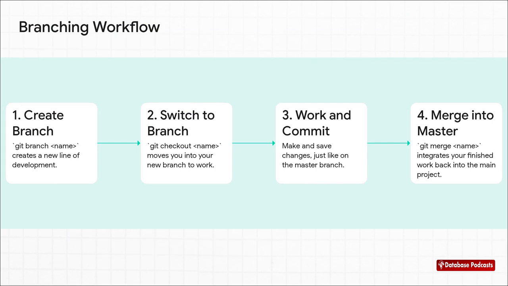And the workflow for this is super straightforward. You create a new branch, you switch over to it, then you just do your work. You edit files, you make commits, just like you normally would. Once you're happy with it and you're sure everything works, you just switch back to your main master branch and you merge your new work right in. It's a beautiful system for keeping the main project clean and stable.